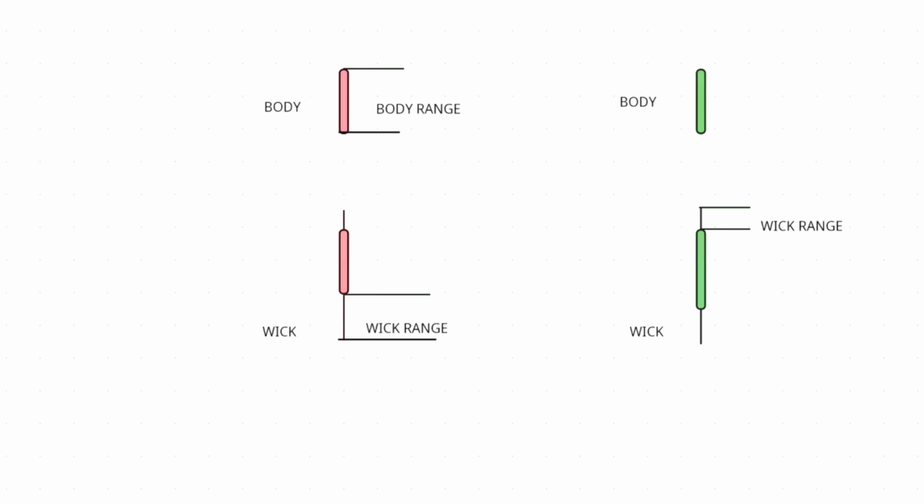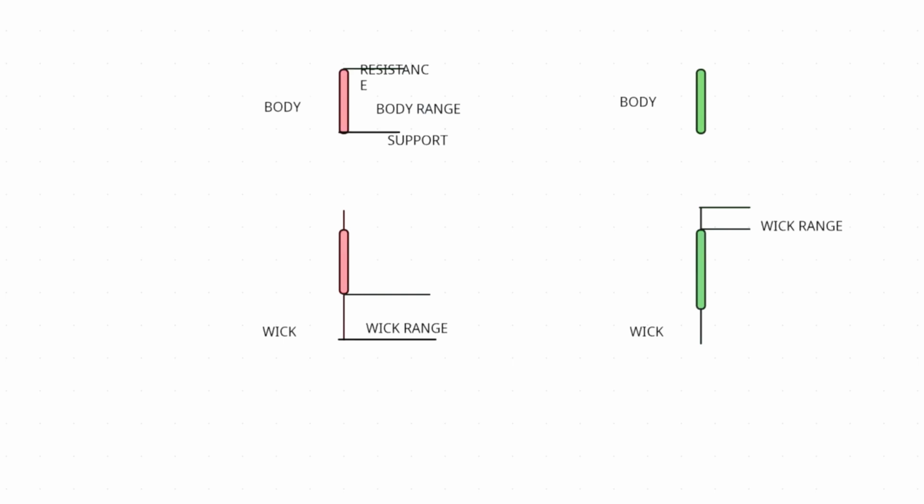We have bearish candlesticks and we have bullish candlesticks. Bearish candlesticks show us the down movement. Bullish candlesticks show us the up movement. All right. So this body on its own has a resistance and a support. All right. This becomes the resistance, right? And then this becomes the support. All right.